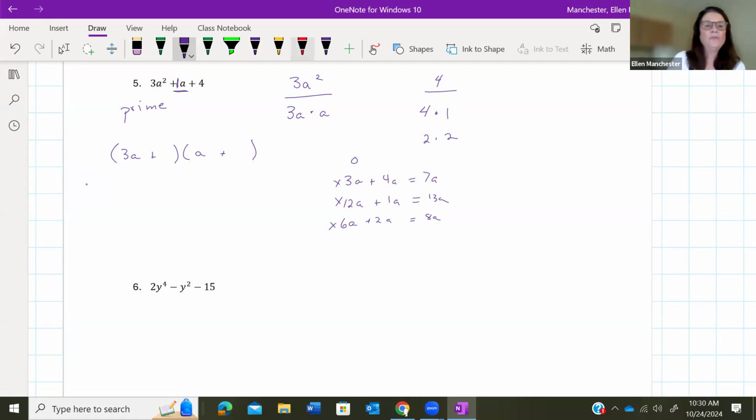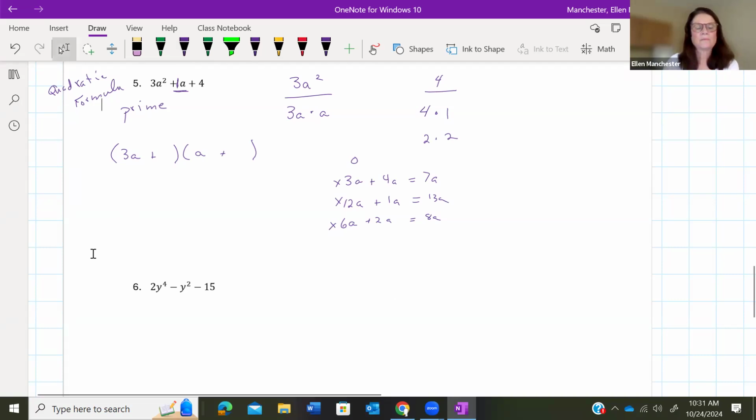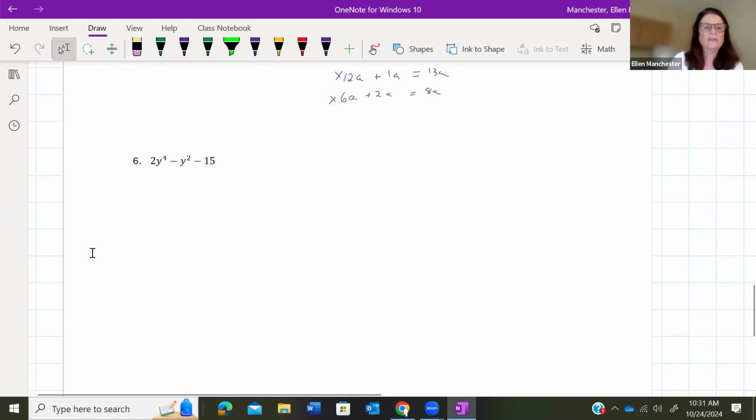Okay, so when it is prime, when you can't factor it, then you're going to go back to the quadratic formula. So remember, there's 3 different methods to find x, or the variable: quadratic formula, factoring, or the square root method. Okay. All right, we'll try this last one, and then we're going to switch gears. We're going to add 1 layer to it, and all that is okay.